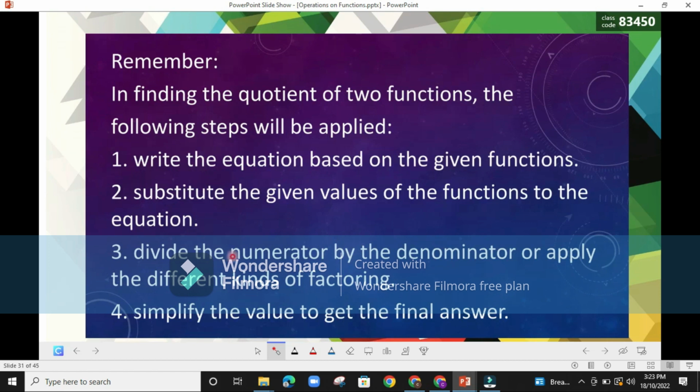Okay, you have to remember that in finding the quotient of two functions, the following steps will be applied. Number 1, write the equation based on the given functions. Number 2, substitute the given values of the functions to the equation. Number 3, divide the numerator by the denominator or apply the different kinds of factoring. And number 4, simplify the value to get the final answer.